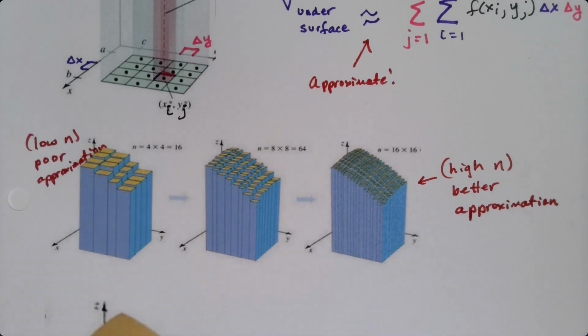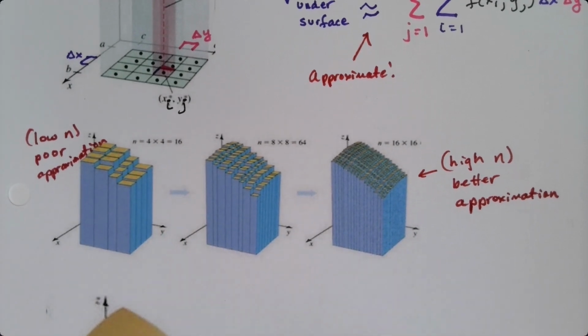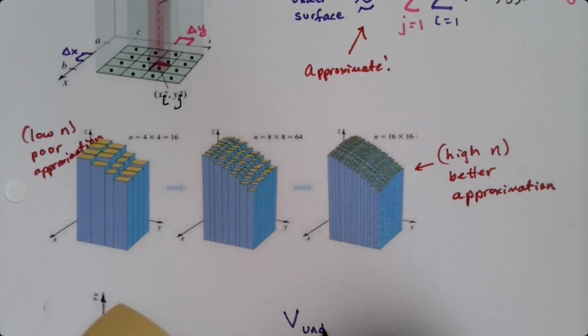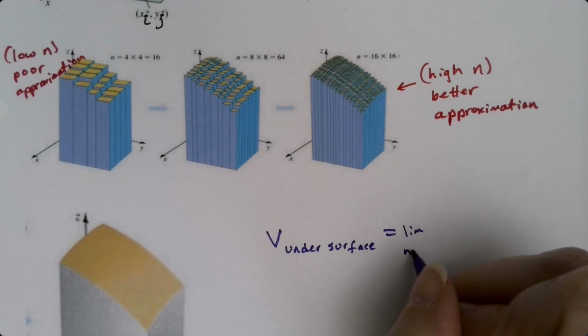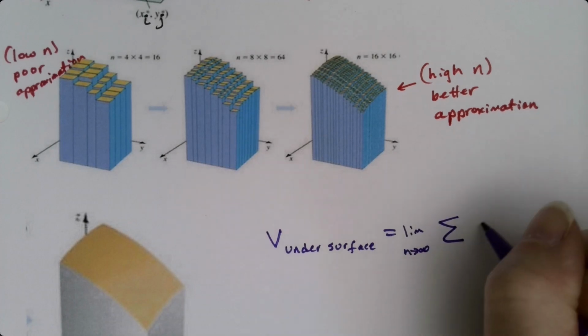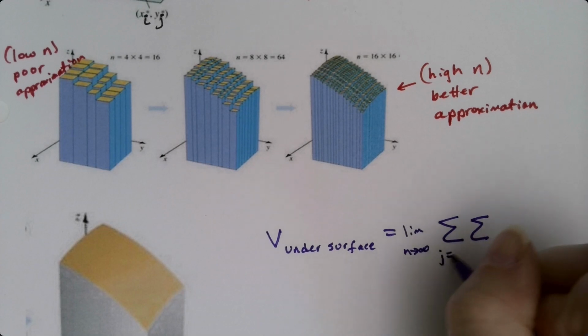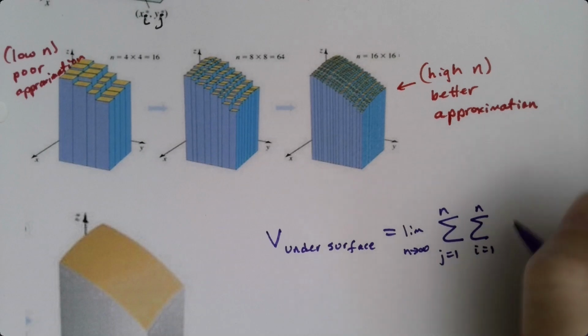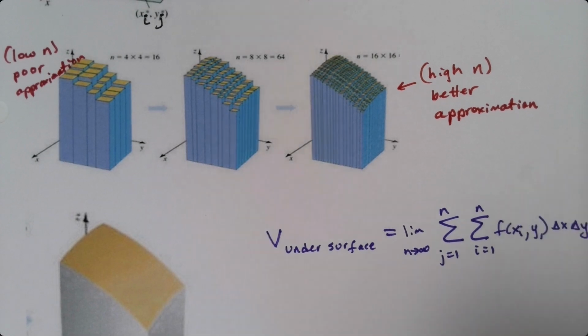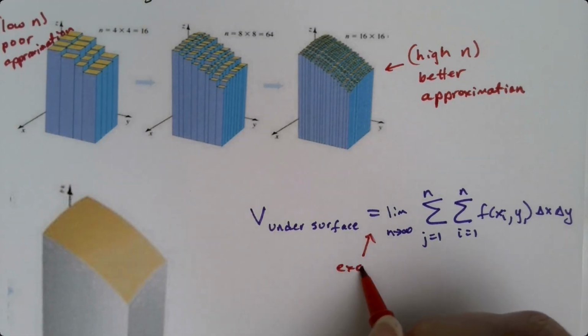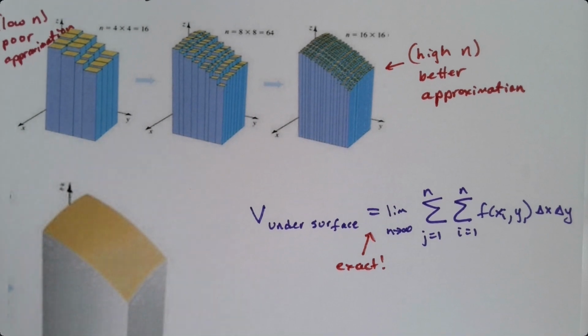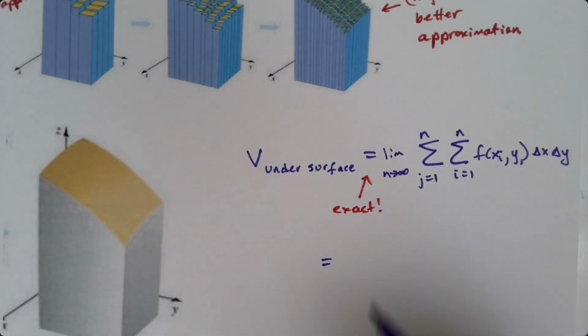Just as with a two-dimensional item, with three dimensions, it works the same way. So the volume under the surface equals exactly the limit as n goes to infinity of the summations from j equals 1 to n, i equals 1 to n, f of xi, yj, delta x, delta y. This is exact. It's that fundamental theorem of calculus we learned way back in the day, right?